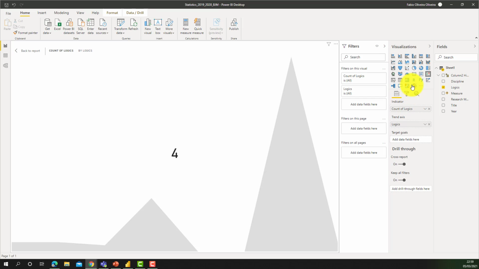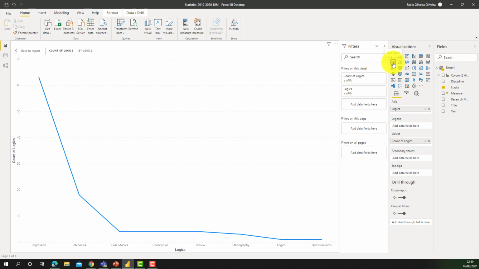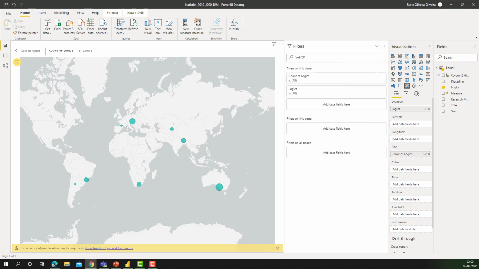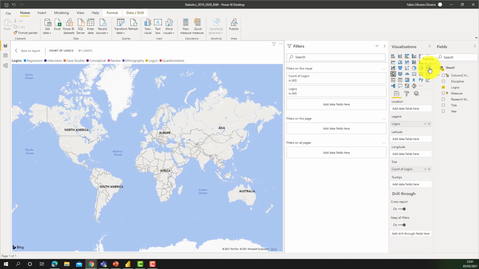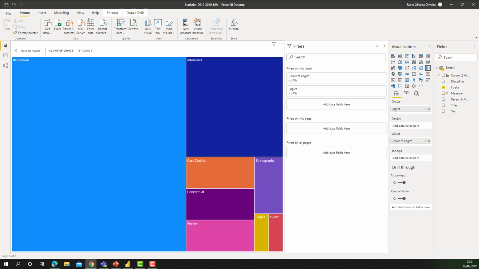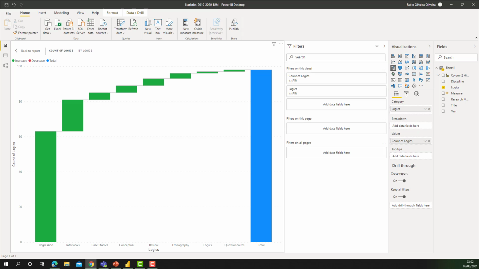Line charts emphasize the overall shape of an entire series of values, usually over time. Maps, basic maps, used to associate both categorical and quantitative information with spatial locations. Tree maps are charts of colored rectangles, with size representing value. They can be hierarchical, with rectangles nested within the main rectangles. Waterfall charts. Waterfall charts show a running total as values are added or subtracted.